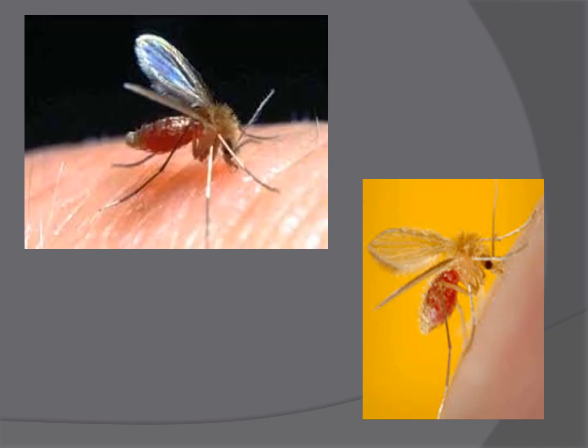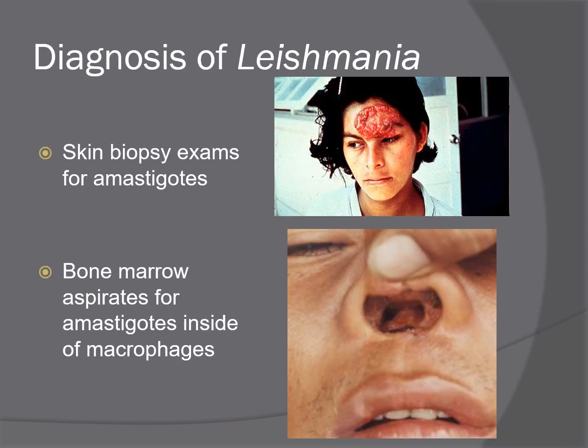So here's a picture of the very minute sandfly. It has kind of a goldish color to its hairs, and you can see that it has transparent wings as well. Sorry, some of these pictures can be kind of graphic. The first picture is a cauliflower mass or ulceration, and the second picture down below is erosion of the nasal septum. Diagnosis of leishmaniasis includes skin biopsy exams for amastigotes. We're looking for the amastigotes in a skin biopsy, or we're looking for amastigotes inside of macrophages or inside of a bone marrow aspirate.